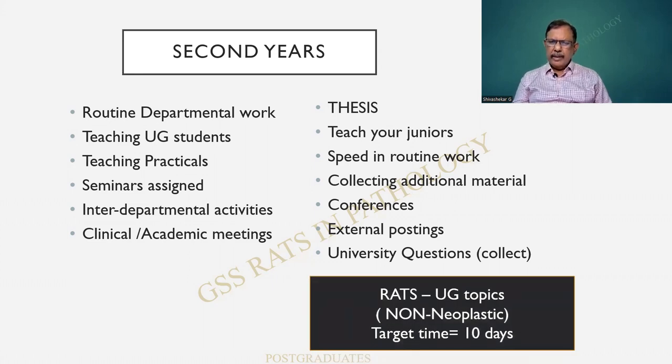Again, I'm giving you the same thing, but there is a difference. You are supposed to revise all the UG topics very rapidly. And the target time I have given now is only 10 days in the second years. Believe it or not, one of the external examiners had asked my seniors, the question was, what is the difference between petechiae, purpura, and ecchymosis? Define neoplasia. Define shock. What is an embolus? And definitions are definitions. No one words, please.